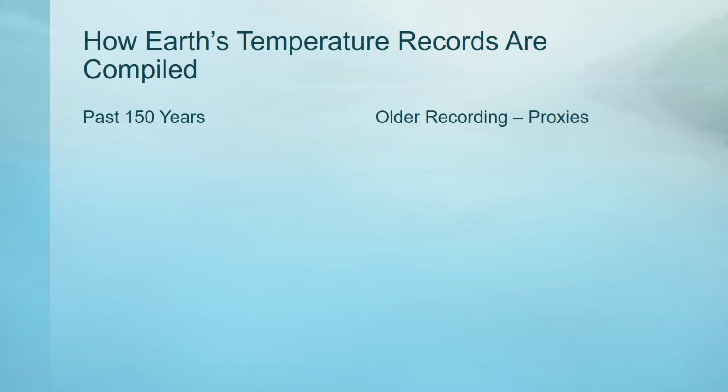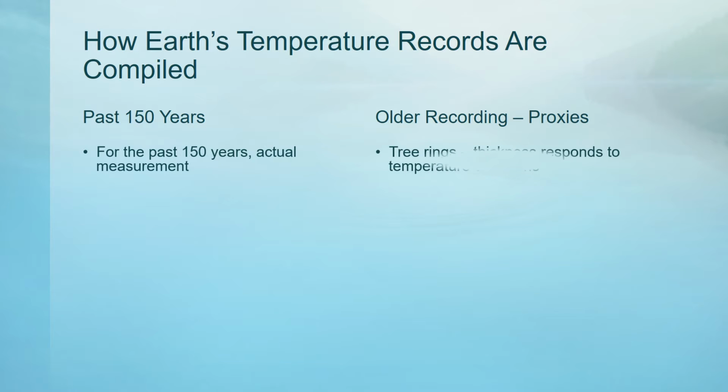So how are the Earth's temperature records compiled? If you look at the past 150 years, as your text points out, we use actual measurement. We have good measures that have been there: ship logs, cities and so on. They can measure that, so we can see what's happening since the latter part of the 19th century on. But we use what they call proxies, things that stand in for others.